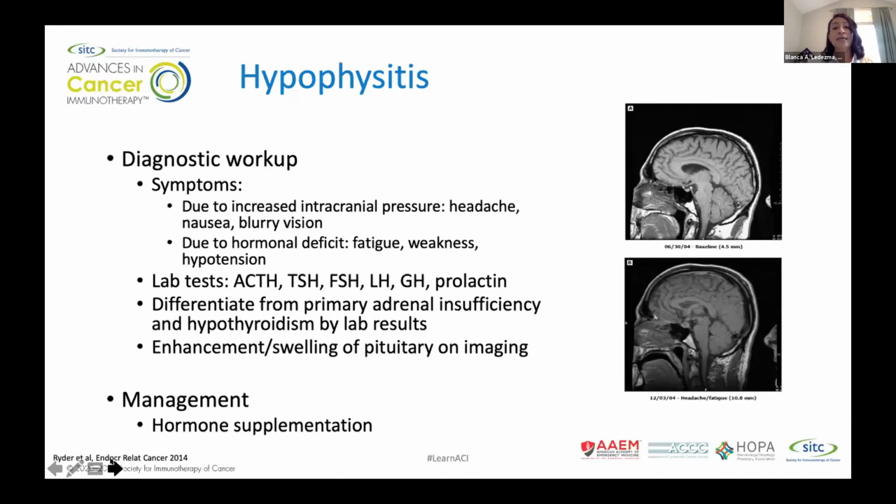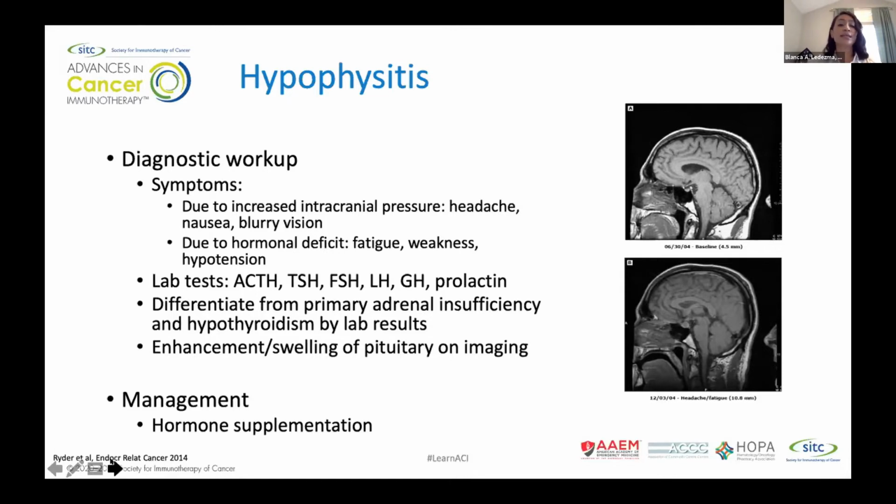These patients will be coming to see you because of their unique symptoms, and they can have blurred vision, or they can present with hormone deficits, again with profound fatigue, hypotension, weakness. So it's really important that we evaluate these patients with a pan-hypopituitary panel with the ACTH, TSH, FSH, LH, GH, and prolactin.